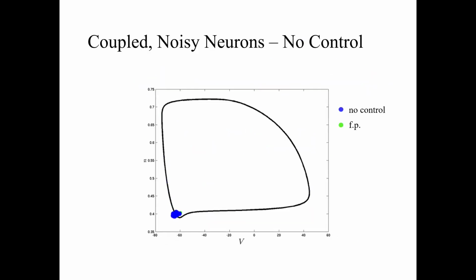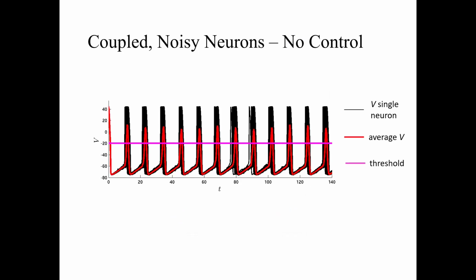Here, just to give an idea, I have no control. There are 100 neurons. They're noisy. Each neuron feels a different realization of noise, and they're coupled. You can think of the coupling as trying to synchronize them, and the noise has a desynchronizing influence. If I plot voltage versus time for that case, each of these black lines corresponds to a different neuron.